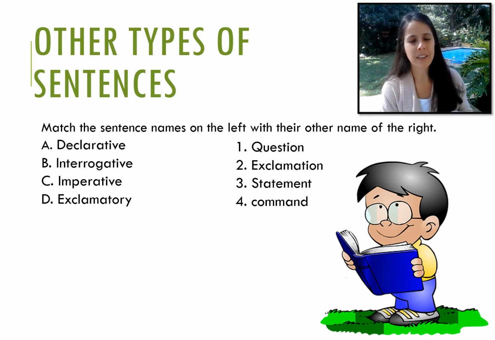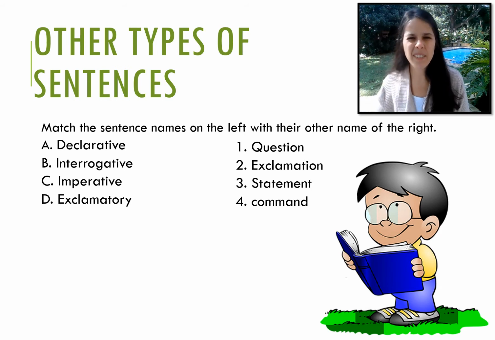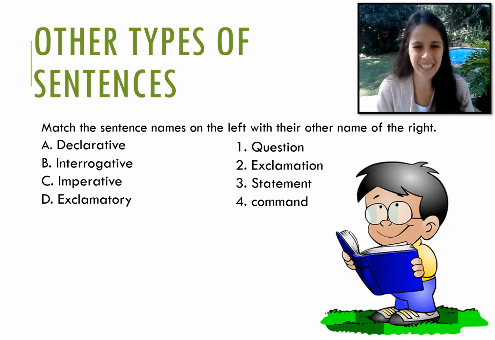On the left hand side, I've got declarative, interrogative, imperative, and exclamatory. Those are all sentences that we've been through before, but those names are quite difficult. I gave you easier names to remember them by, and those names are on the right hand side. So what I want you to do is match the sentence names on the left with their other name on the right and make them correct. So all of the names on the right I've jumbled up. They're not in the correct order. I want you to make them correct.